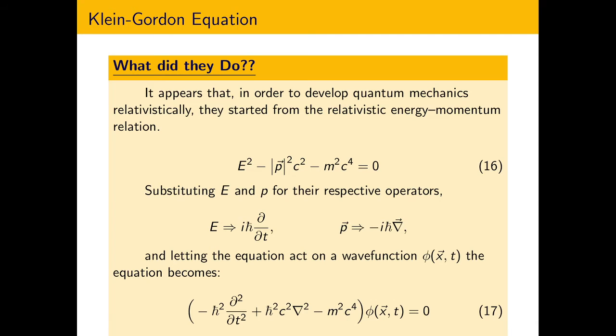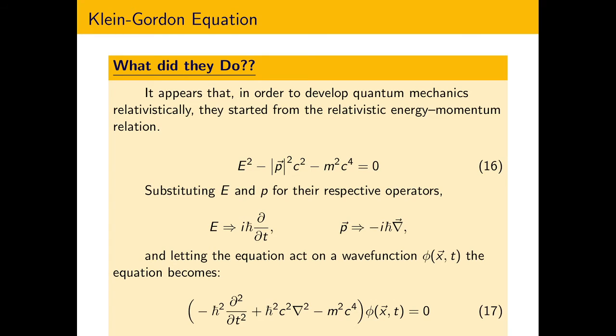Okay. So what did Klein and Gordon do? They developed a quantum mechanical relativistic equation from the relativistic energy momentum relation that was given by Einstein, which is equation 16. If we substitute energy here, E is energy and P vector is just Px, Py, and Pz. When you substitute these for their respective operators, you get equation 17, which is given at the very bottom.